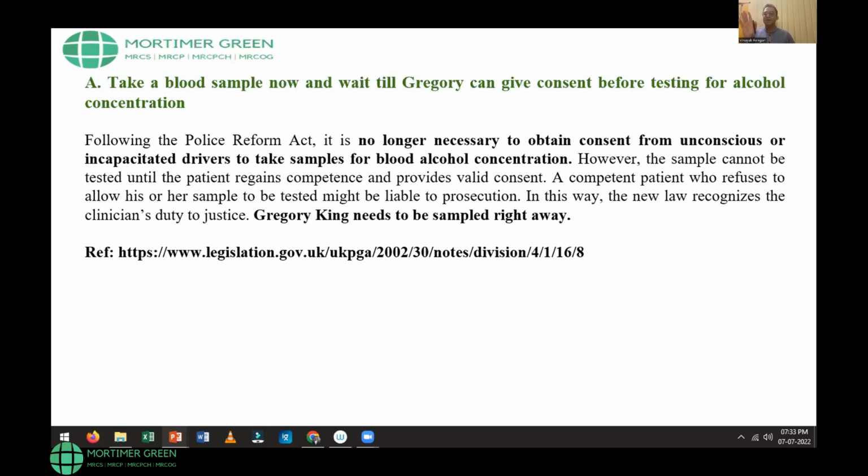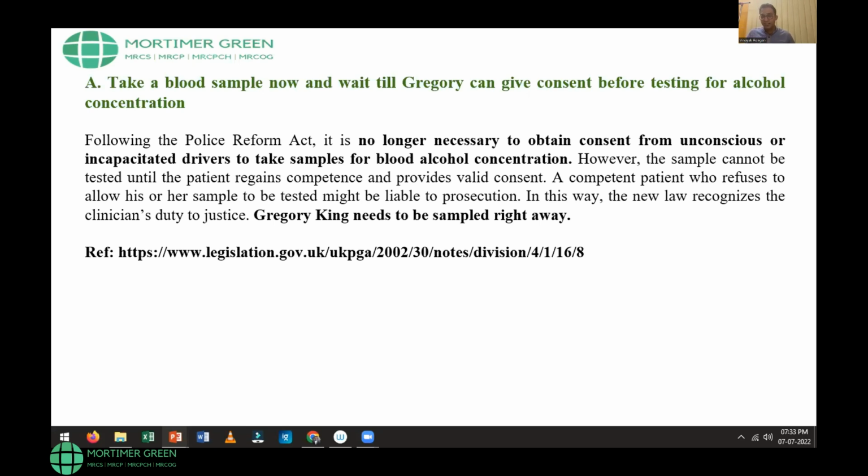In this way, the new law recognizes the clinician's duty to justice. So Gregory King needs to be sampled right away, but testing will wait till he recovers consciousness, or he has a surgery, or undergoes whatever sort of treatment.